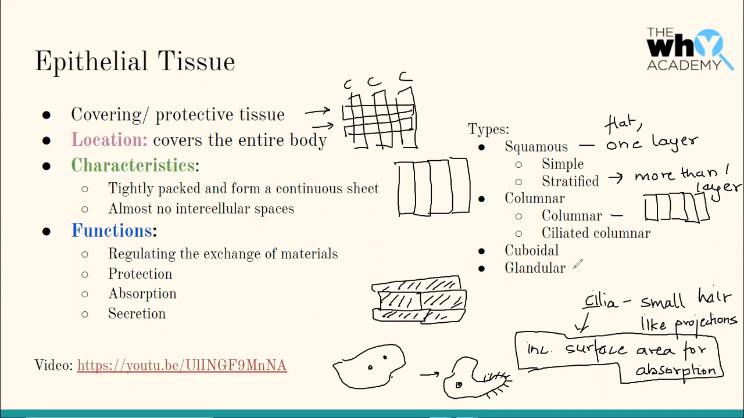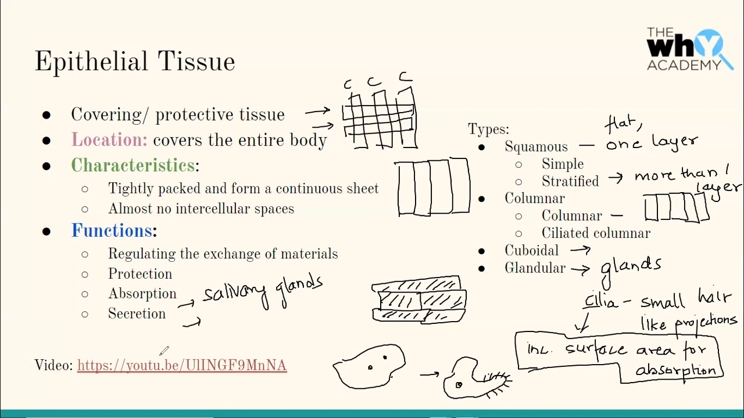And glandular basically refers to anything which has glands. Cuboidal, oh, I skipped cuboidal. Cuboidal again is a shape. Cuboids are shapes, so cuboidal is anything which has a cuboid-like shape. And glandular basically means that this tissue will have glands. Glands are anything which secretes stuff, right? Like for example, you have salivary glands. This would be the most common one you would have come across.